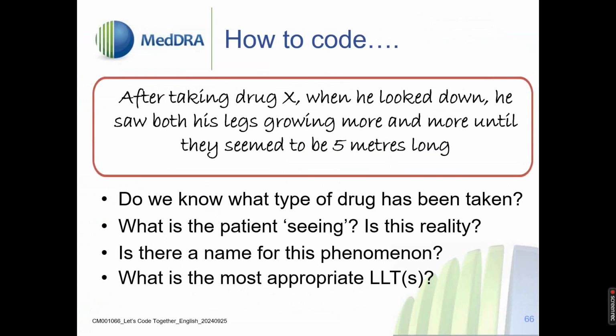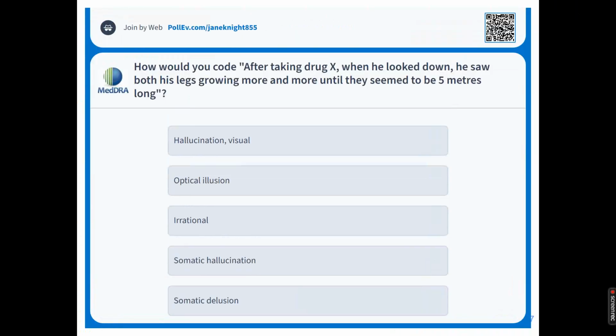So again, do we need to know what type of drug it is? Well, it may be some kind of hallucinogenic. That might be something you know if you're dealing with the case. The context here may be quite important for you, or you may know more. But again, we ask the same question: what is it the patient is seeing, and is this grounded in reality? Is it real? He's looking at his legs. Well, his legs are definitely there. So there is some kind of distortion rather than a deception in this case. Is there a name for this phenomenon, and what would we code it to? Those are my questions when I first see it.